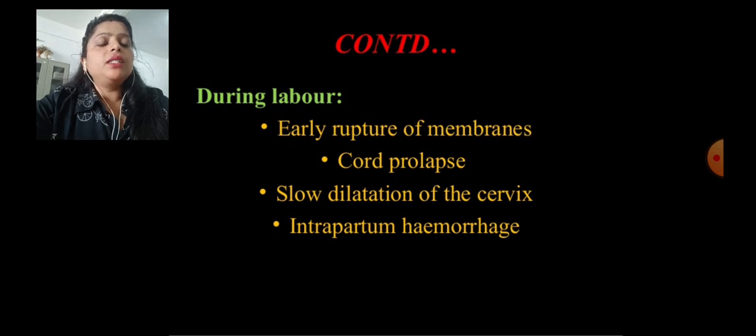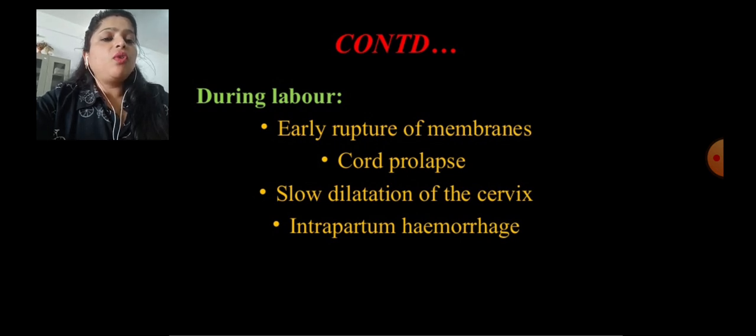The third one is slow dilatation of the cervix from the pressure exerted by the head of the baby. If the pressure is more, the dilatation will be more. But as the placenta is placed in the lower uterine segment, proper pressure is not exerted, and because of this slow dilatation of the cervix occurs. Then comes intrapartum hemorrhage. During labor also, bleeding occurs.